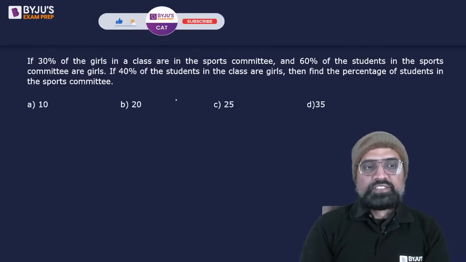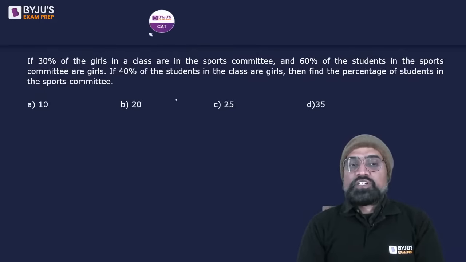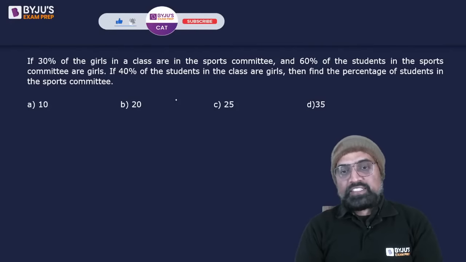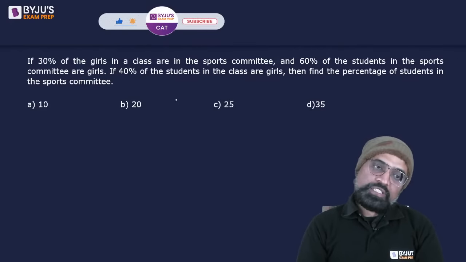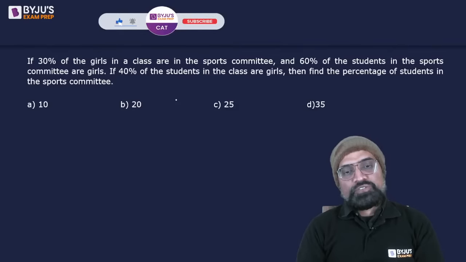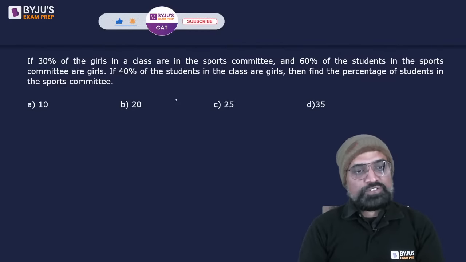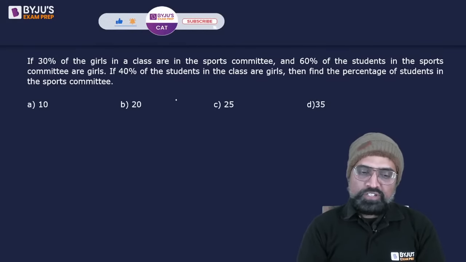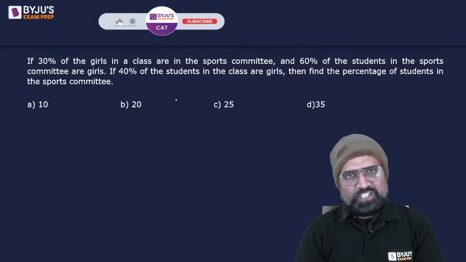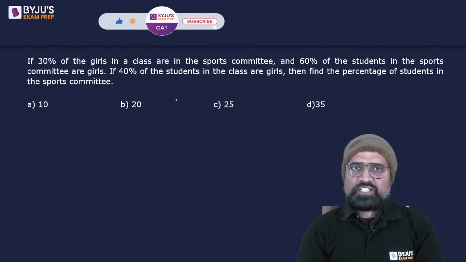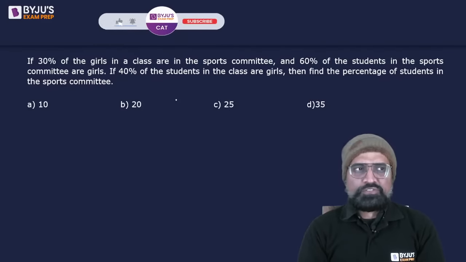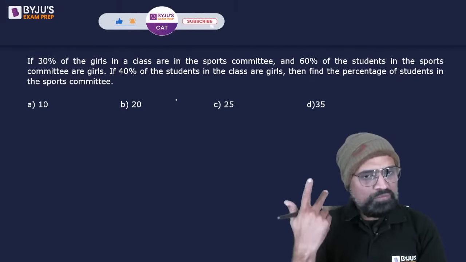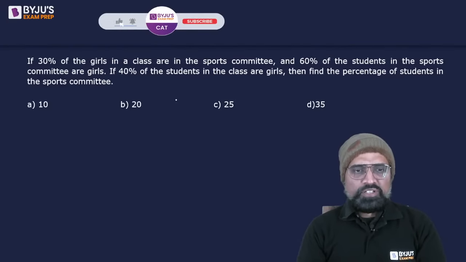Okay, yeah, set theory. 30% of the girls in a class are in sports committee and 60% of the students in the sports committee are girls. If 40% of the students in the class are girls, then find the percentage of students in the sports committee. Straightforward, again, question on set theory. You don't have to use any De Morgan's theorem or anything of that sort. Assume a value, and if you feel like you can draw the Venn diagram, completely your choice. But I don't think it's going to help much.